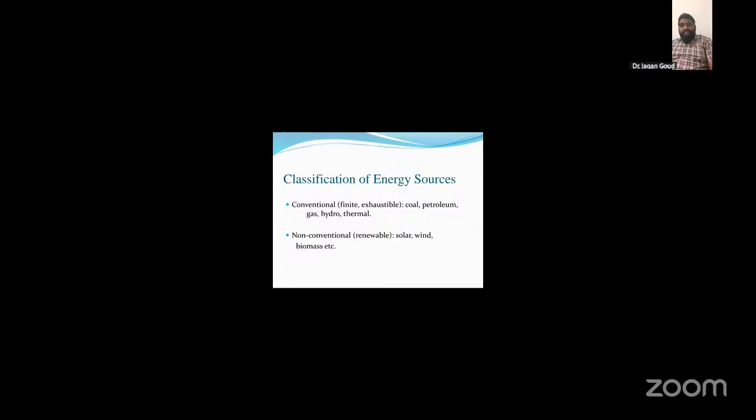Next one is the classification of energy sources. Energy sources are broadly divided into conventional and non-conventional based on their availability, renewability, and environmental impact. Conventional means exhaustible sources: coal, petroleum, gas, hydro, thermal. And non-conventional means solar, wind, biomass.